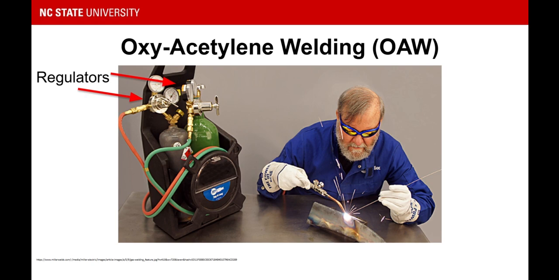So here's what those regulators look like. They're a little bit fancier than the ones you'd find on your grill. Typically, there are two gauges. The one on the right tells us the tank pressure. The one on the left tells us our working pressure. You'll have a chance to set and work those when you get into the shop. Other than that, you can see the set of tanks there, the hoses, and then the entire welding setup as this gentleman is welding on what looks like a piece of sheet material.